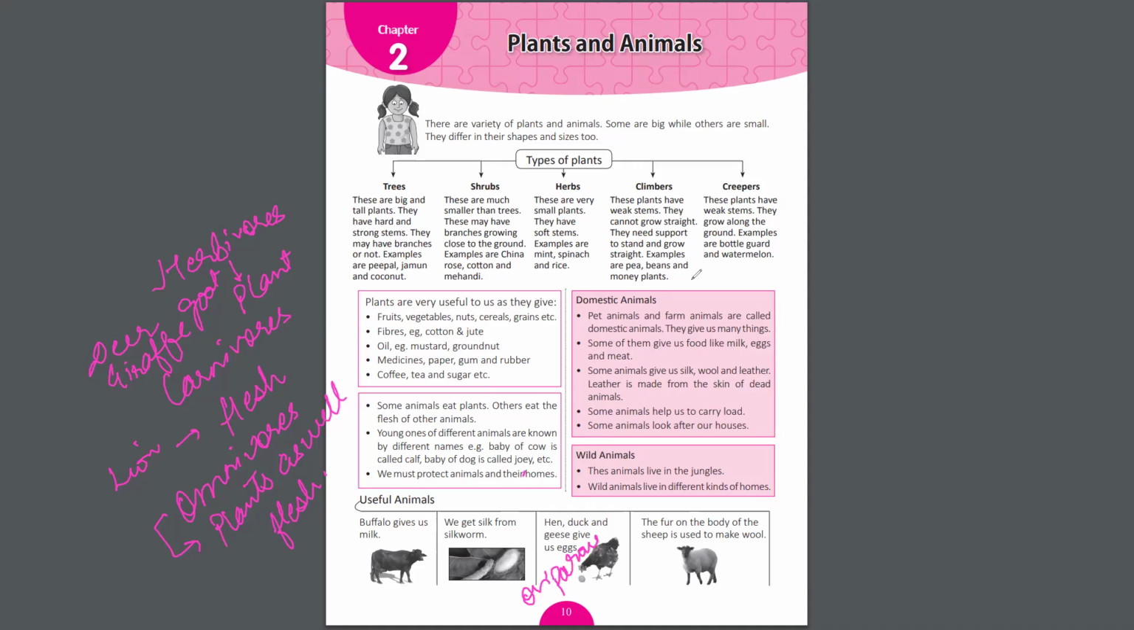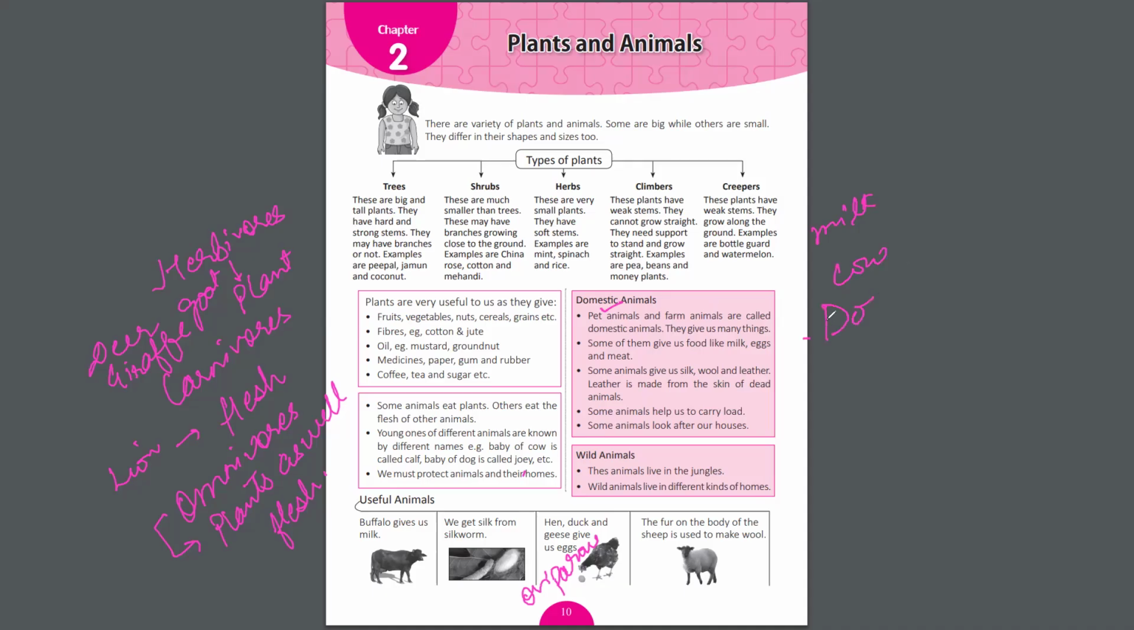Now let's talk about the domestic animals. Pet animals and farm animals are called domestic animals. Pet animals are those animals which we have in our house, just like rabbit, dog, and cat. They give us many things. Domestic animals or farm animals are those animals which give us milk, just like we have cow. Cow is also a farm animal.